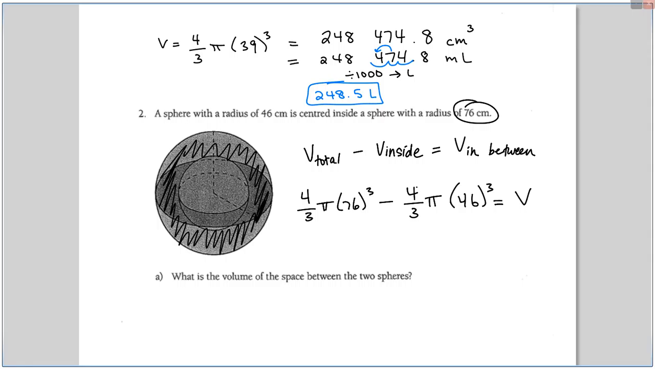Like in the millions, right? All right, so I got 1,431,058 cubic centimeters.